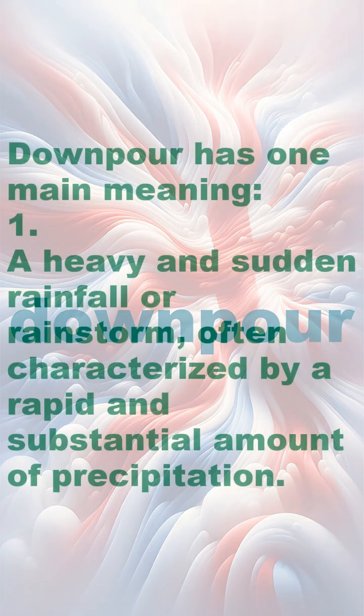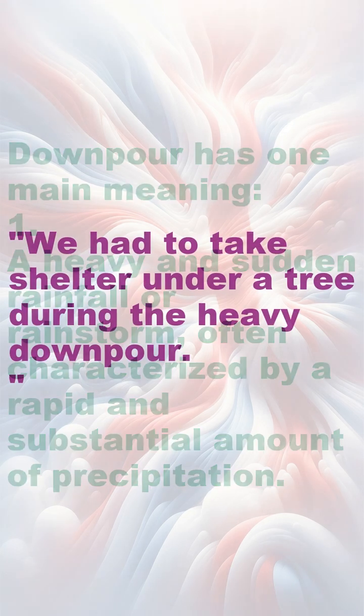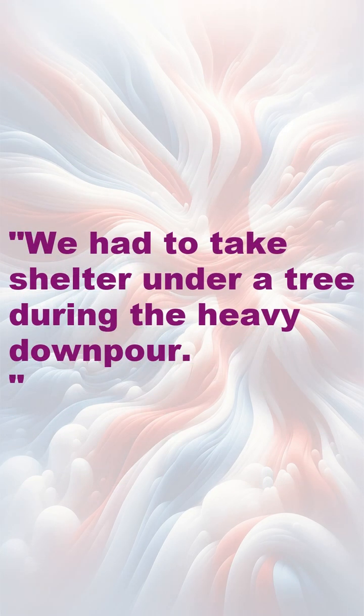Downpour. Downpour has one main meaning. 1. A heavy and sudden rainfall or rainstorm, often characterized by a rapid and substantial amount of precipitation. We had to take shelter under a tree during the heavy downpour.